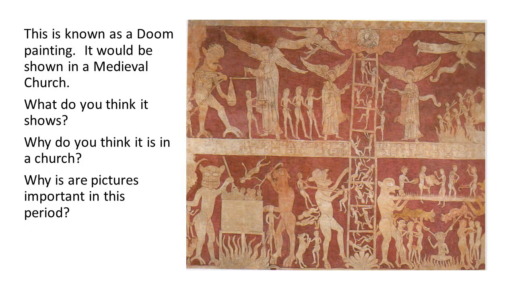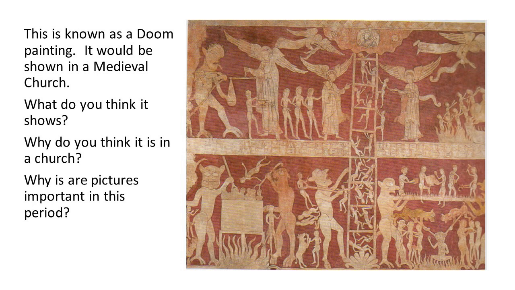So the first thing we're going to look at is a picture, and it's called a doom painting. Now, you've got it in front of you now on the screen. And it's a picture that you would have seen in a medieval church. Now, what I want you to do is look at that picture and try and work out what it is showing you. Why do you think that picture is going to be shown in a church? And why are pictures important in this period? So again, just pause it for a moment, look at the picture, and see what you come up with.